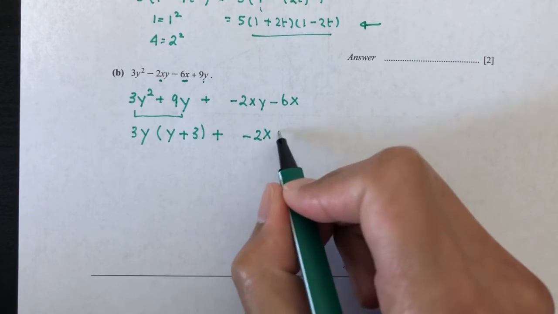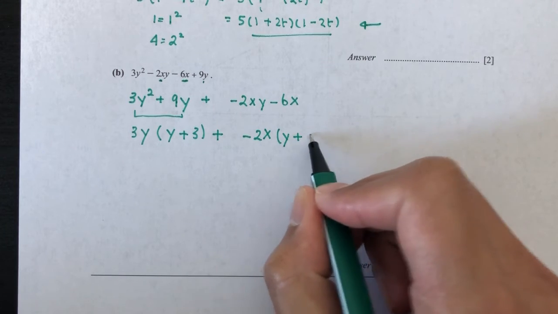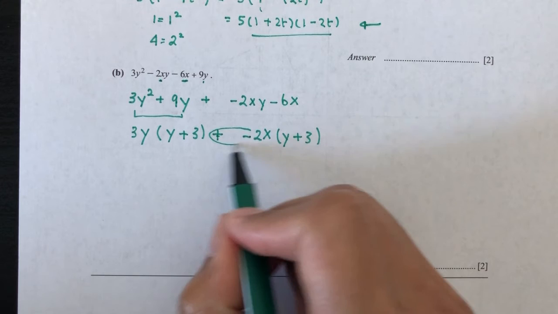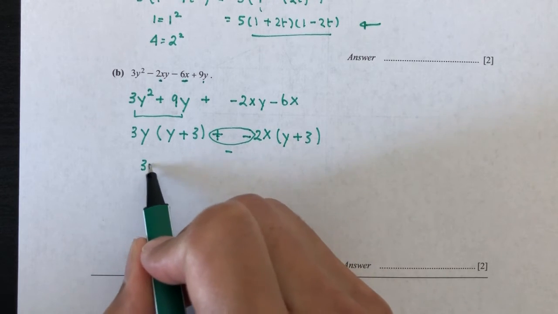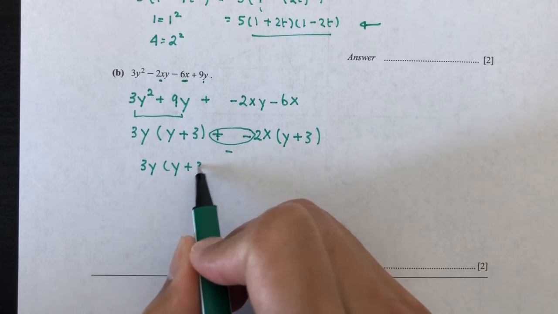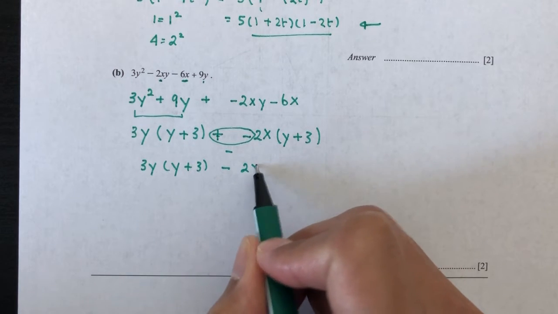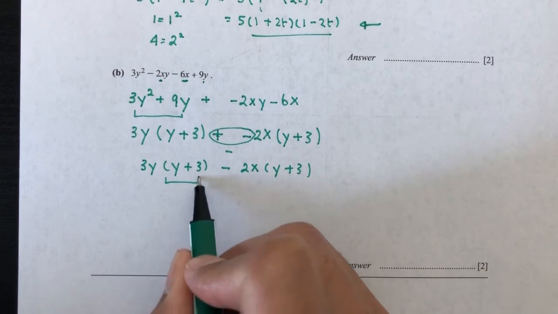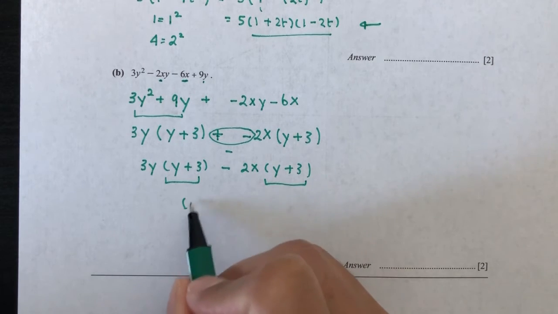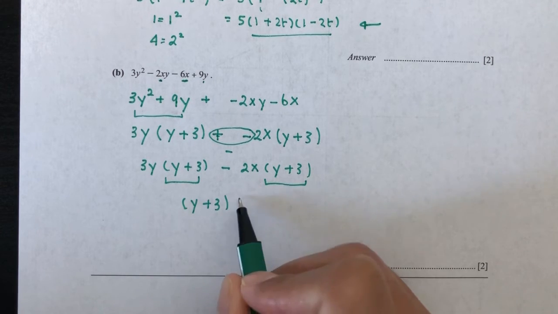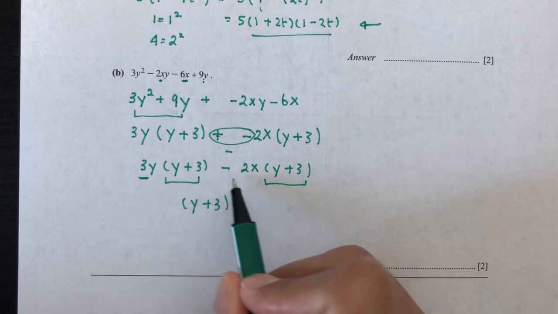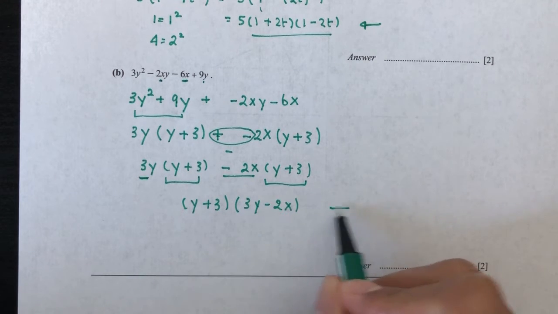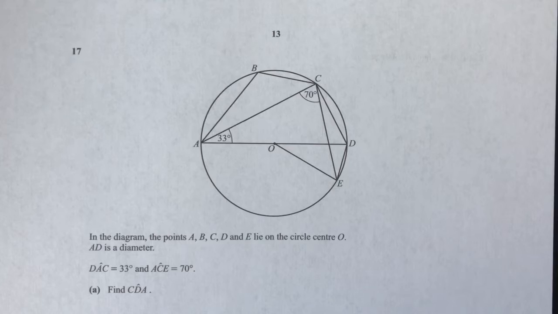So we will have y plus 3. Now we observe, we have plus minus become minus, so 3y(y plus 3) minus 2x(y plus 3). You see that those two are common, so we take it out, so y plus 3. And what is remaining? This minus this, so 3y minus 2x. So your answer for part B is this.